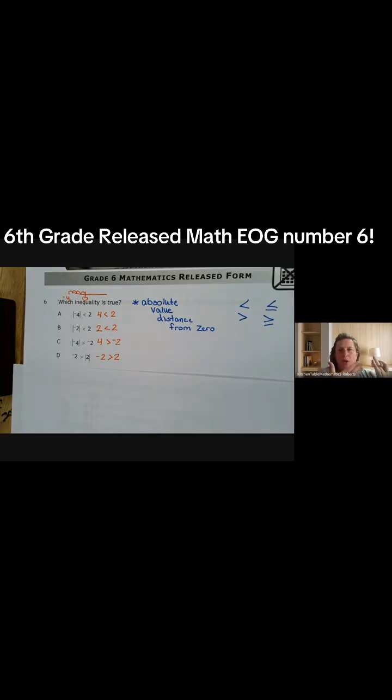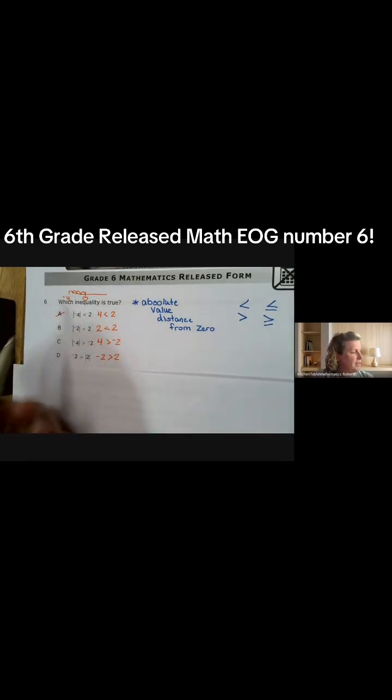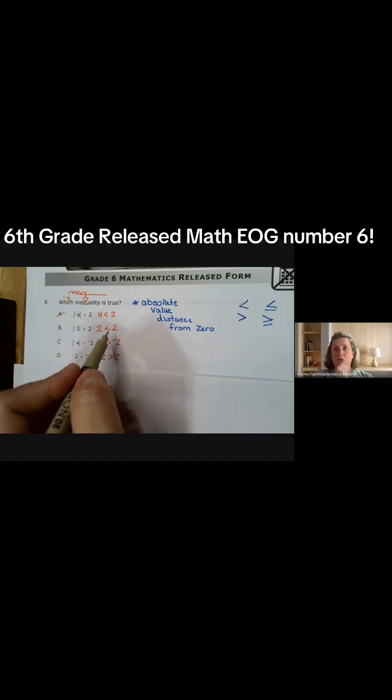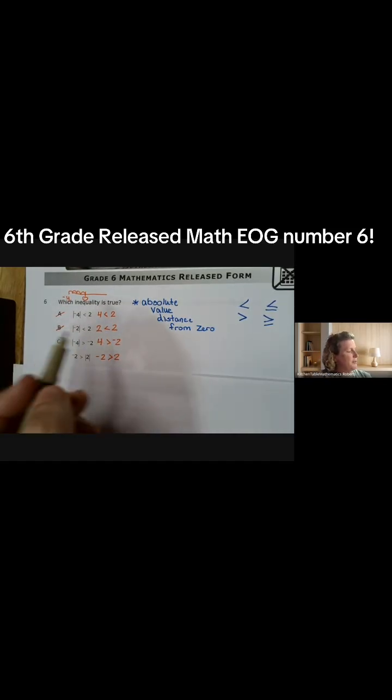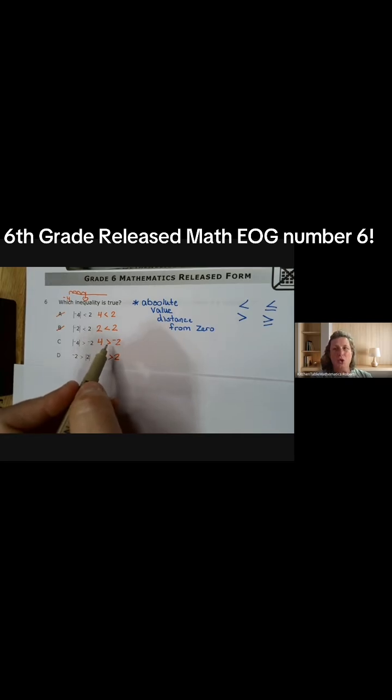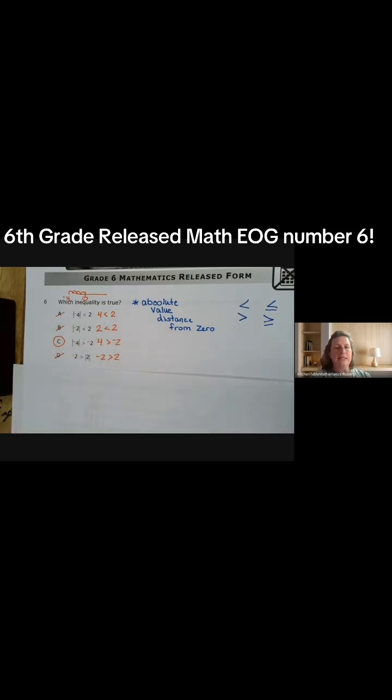So now we have to just look at whichever one of these is true. Is 4 less than 2? No, so that's not true. Is 2 less than 2? No. 2 is equal to 2, but it is not less than 2. So that is incorrect. Is 4 greater than -2? Yes, but we always check all the answers. And is -2 greater than 2? No. So it would be C.